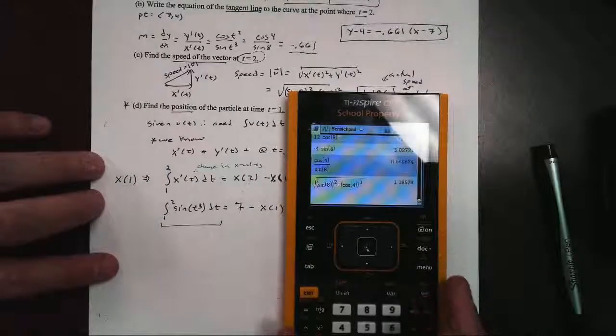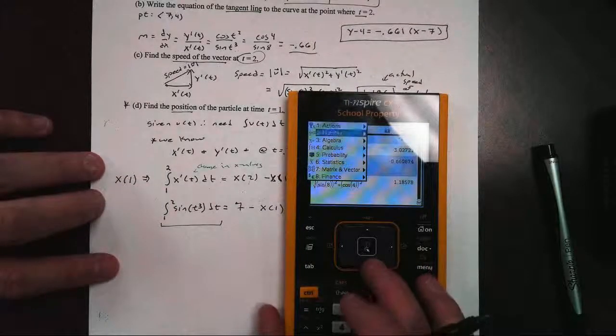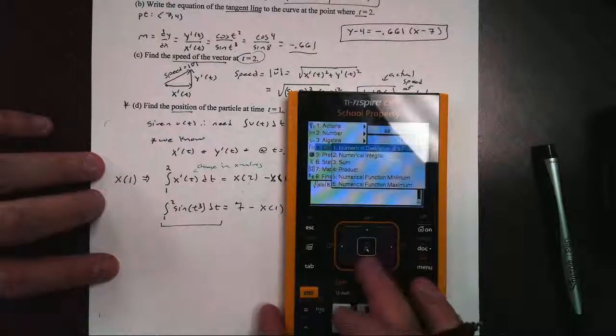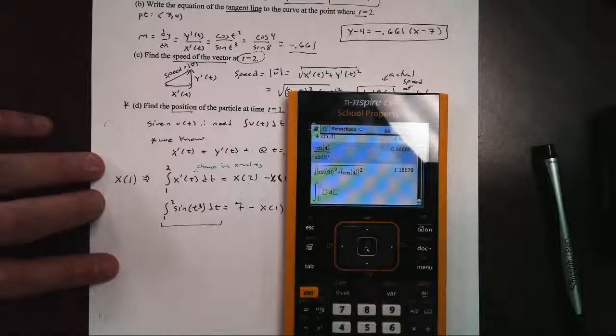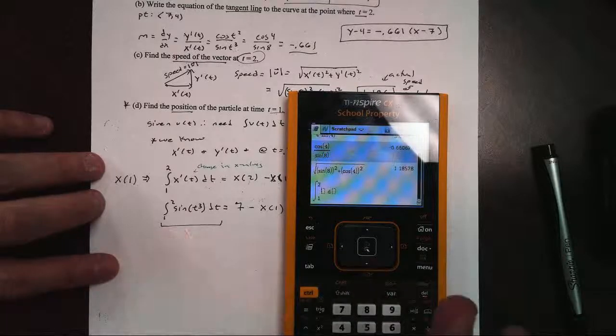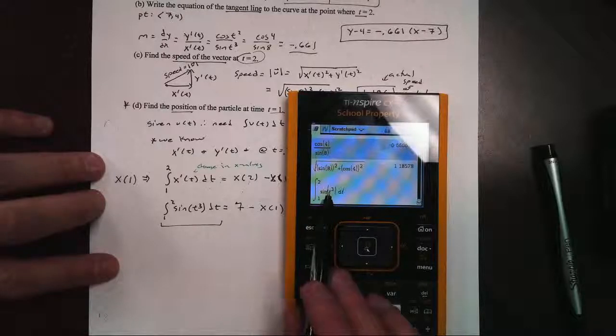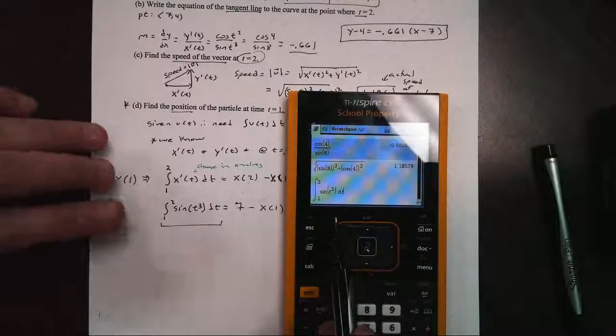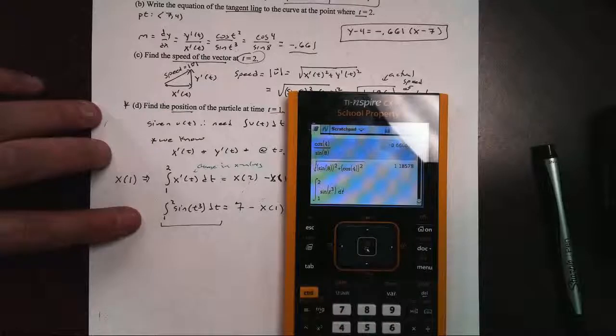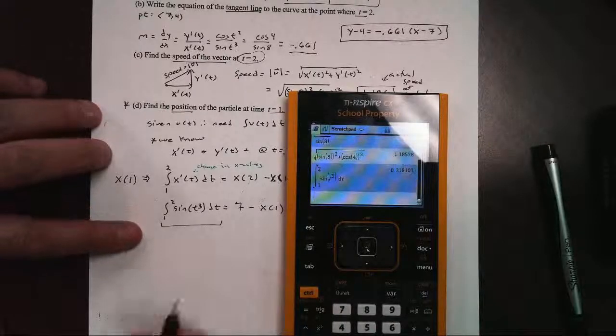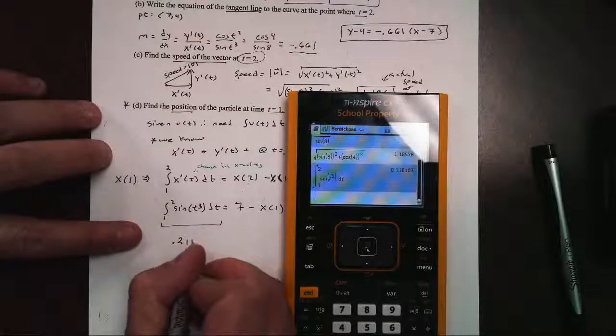So I'm just going to type that in my calculator here. There it is. Go to Menu, Calculus, Numerical Integral. I want to find the change of x from 1 to 2. And I'm just going to type this in: sine of t cubed, t to the third, dt. Now I could use x if I wanted to, I get the same answer, but because we're dealing with parametrics and vectors, I like to keep it in terms of t. I press enter, I get 0.218.